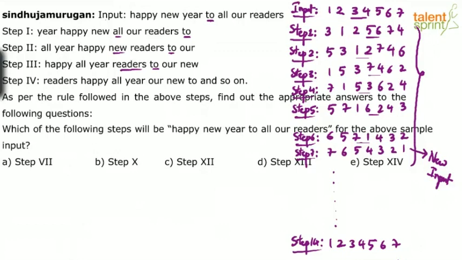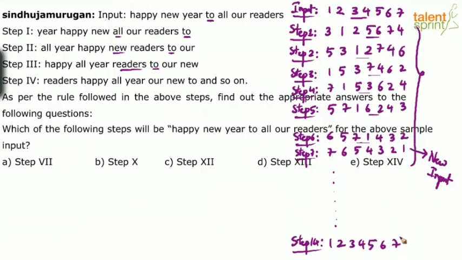So that's the logic. Now you have understood the whole process. So 1, 2, 3, 4, 5, 6, 7 after 7 steps becomes 7, 6, 5, 4, 3, 2, 1, which means it is getting reversed. Now if I treat the 7th step as the new input, what happens? After 7 more steps, this 7th step will become reversed. So 7, 6, 5, 4, 3, 2, 1 will become 1, 2, 3, 4, 5, 6, 7.